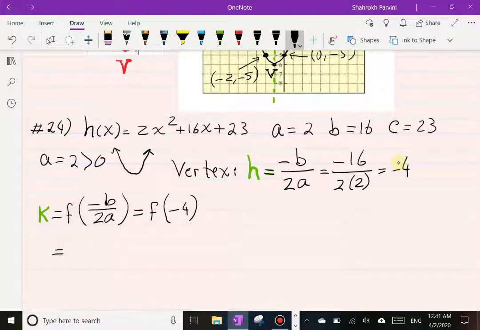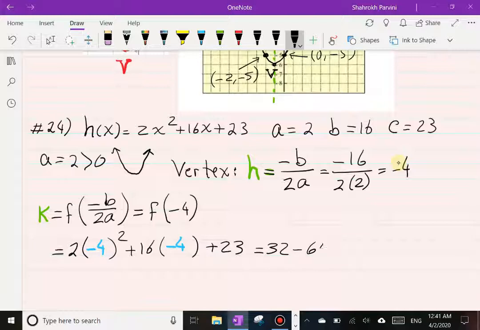That means I'm going to plug negative 4 into the equation. So that's going to be 2 times negative 4 squared plus 16 times negative 4 plus 23. I'm going to use color to help you see the substitution a little easier. Now, doing the arithmetic, negative 4 squared is 16 times 2, that would be 32. Negative 4 times 16 is negative 64, plus 23. And when you combine those, if I did the arithmetic right, I got negative 9.